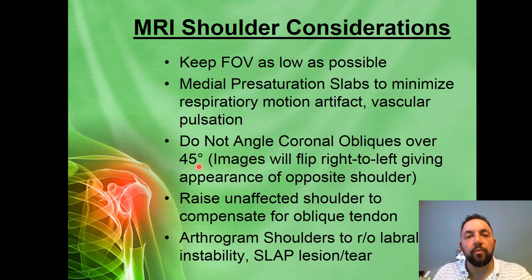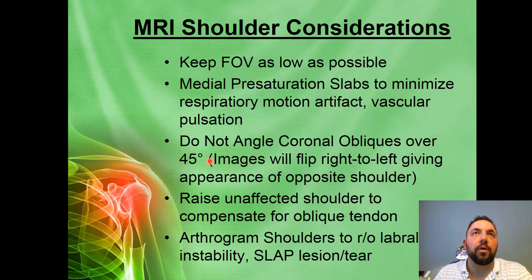If you angle over 45 degrees, most vendors or most systems will give you an indication that now your attempted coronal is now a sagittal, or your scan plane orientation has changed. So be mindful that your images will flip right to left, giving the appearance of the opposite shoulder, or left to right. So keep in mind that you are never to angle over 45 degrees.